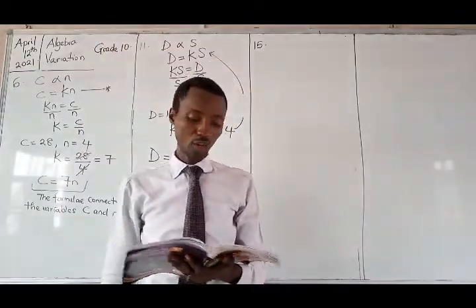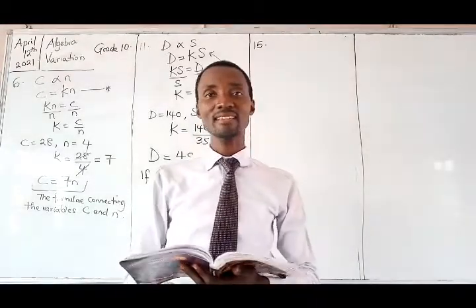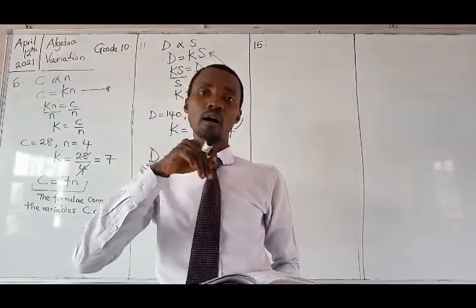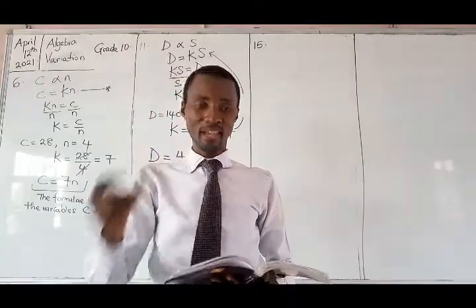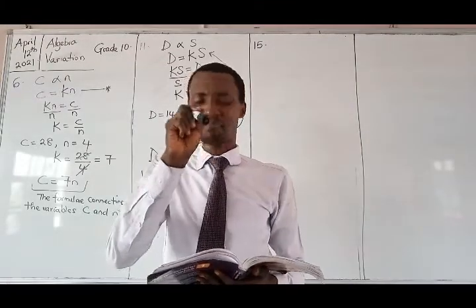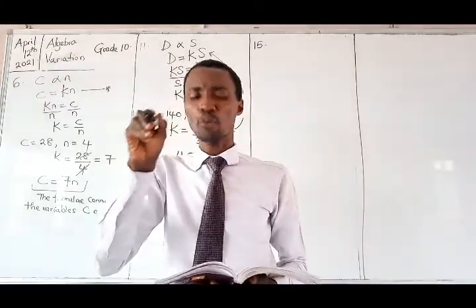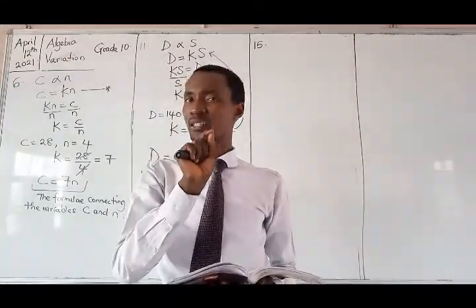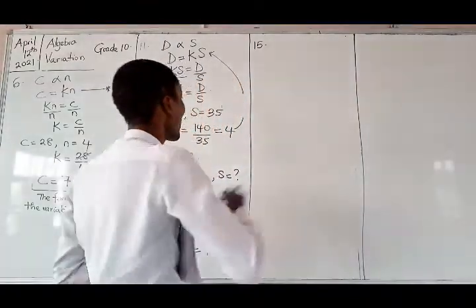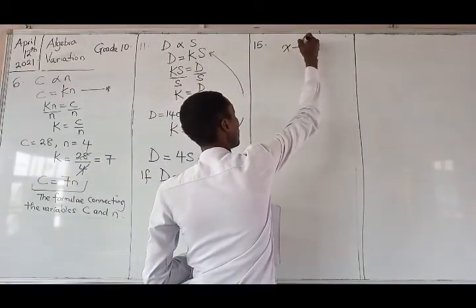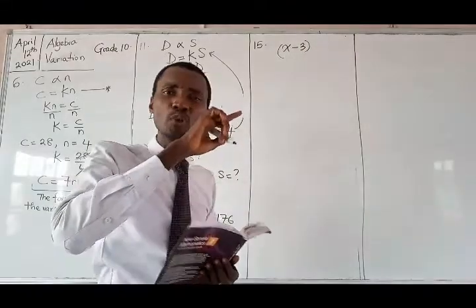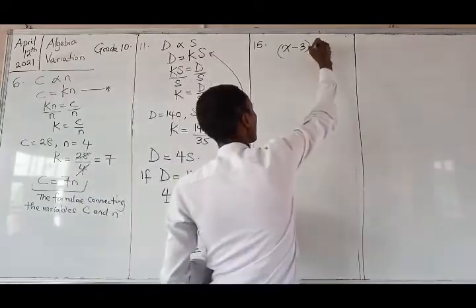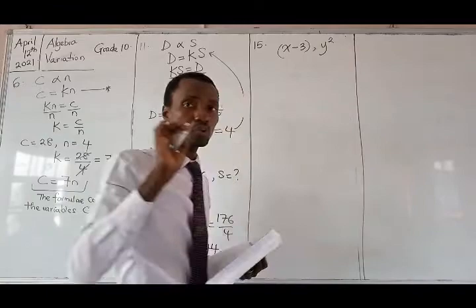Okay, we're going to be looking at question 15 of that exercise, and I think that's the one that's a bit demanding because it was an excerpt from the JAM examination. Here it says x minus 3 is directly proportional to the square of y. Pay attention to the details. Directly proportional to what? The square of y. How do you write the square of y? Two details you need to pick out.